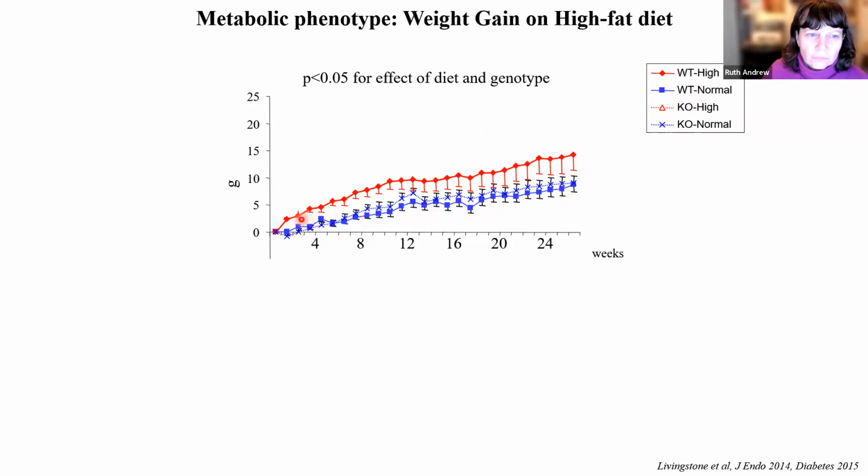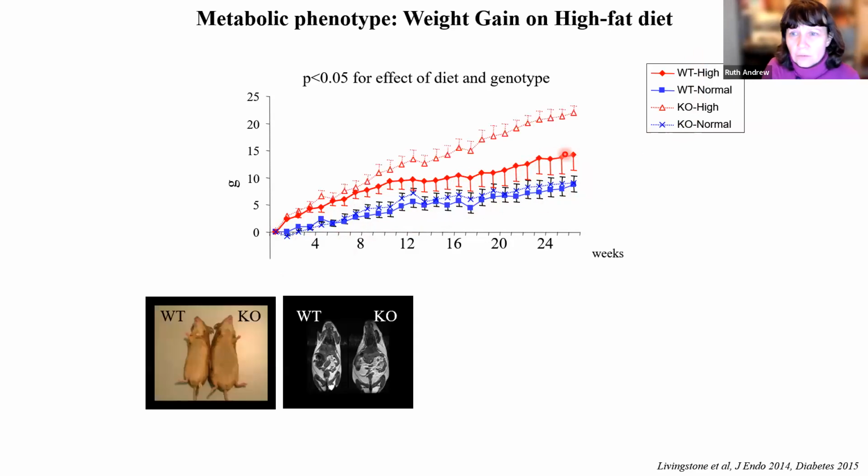You put them in red, the wild types on a high-fat diet, what you find is obviously they gain a bit more weight. But if you put the knockout on a high-fat diet, we found it gained considerably more weight. So that fitted with our hypothesis that we were failing to inactivate glucocorticoids in this setting. You can see it by DEXA scans and just visually, to be honest.